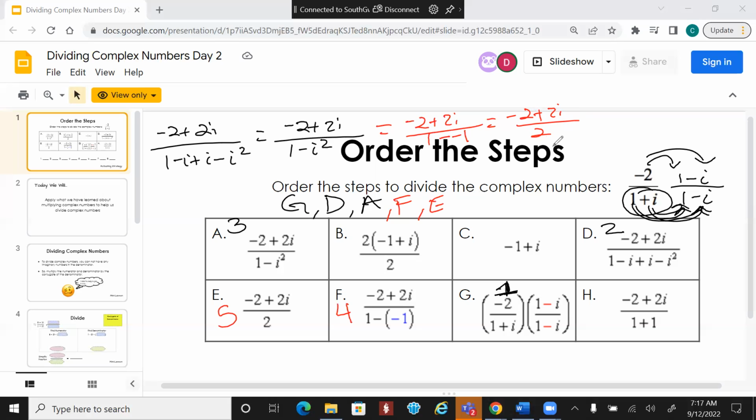And then all of this can take out, I'm sorry, I skipped one. It would be H. And then E. And then we can take out a 2 from everything in here. So that would be B. And then we would end up with C.